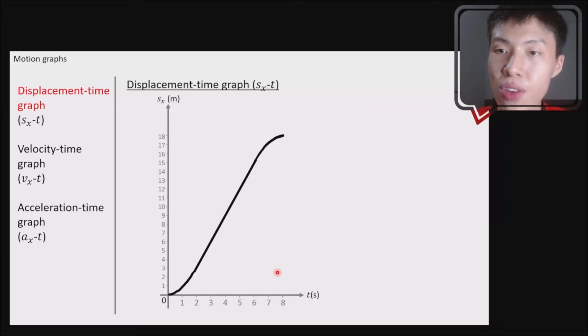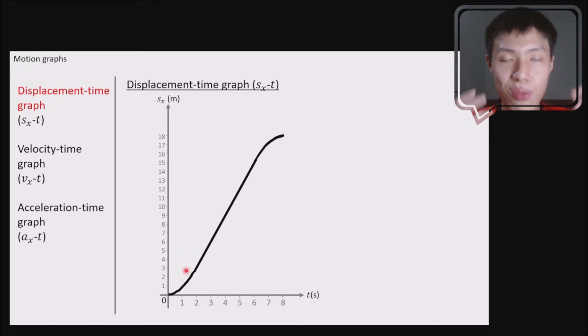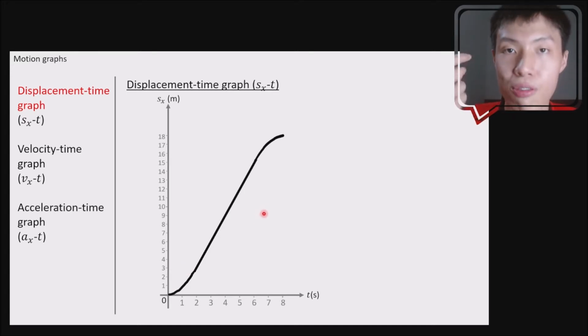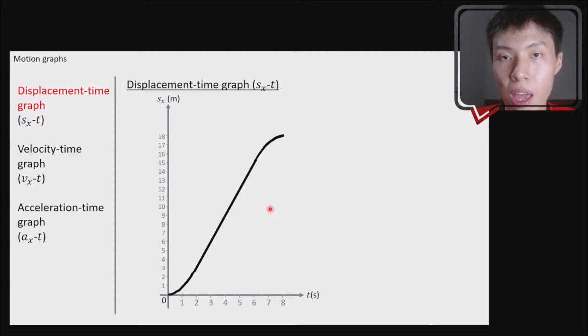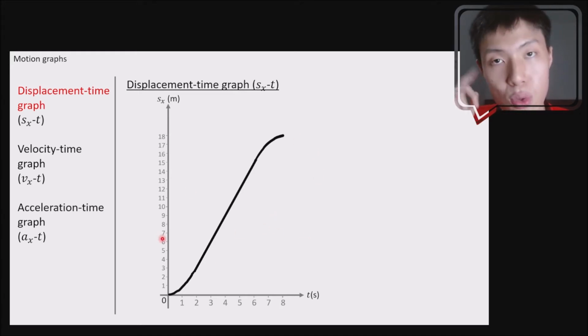Now, let's try to analyze this displacement time graph here. Let's say you are given this displacement time graph and you want to change it into the actual motion that is happening. A graph is not the best way to think about how the motion is happening. A graph is an accurate way of representing how things move, but it's not the most intuitive way of thinking about how things move.